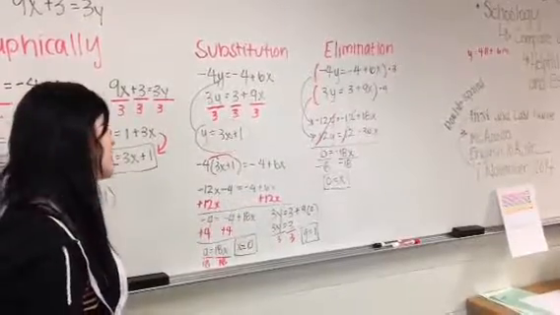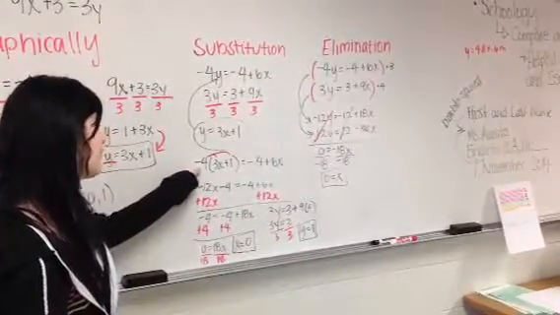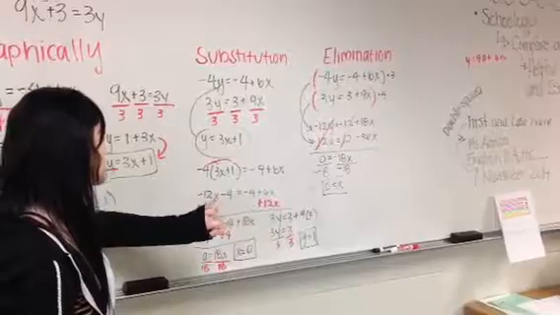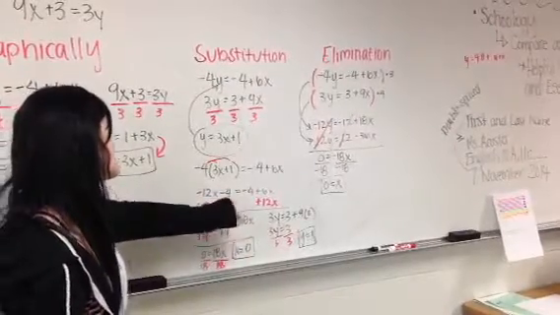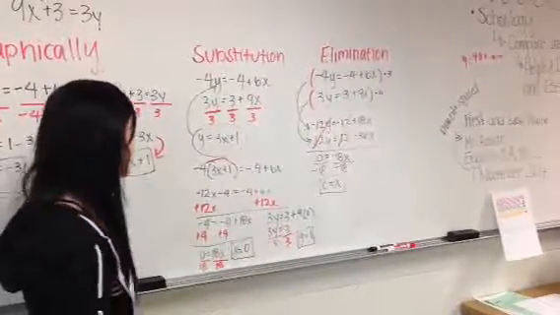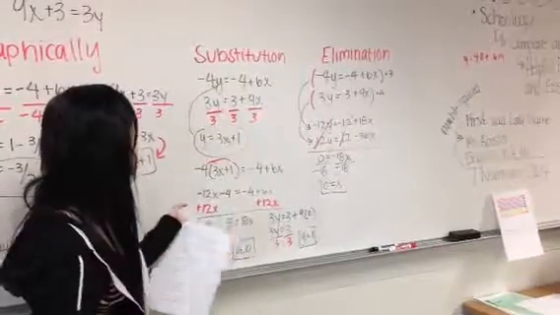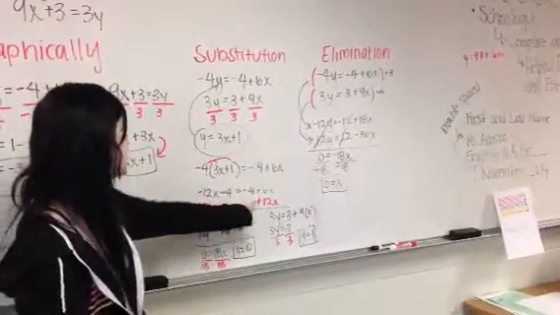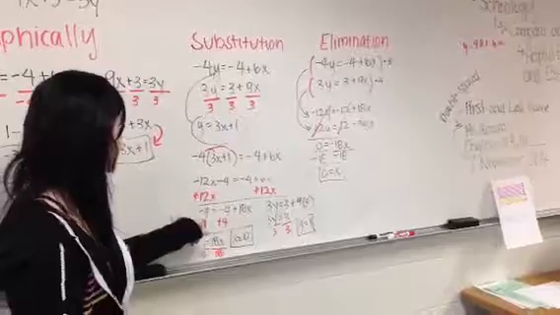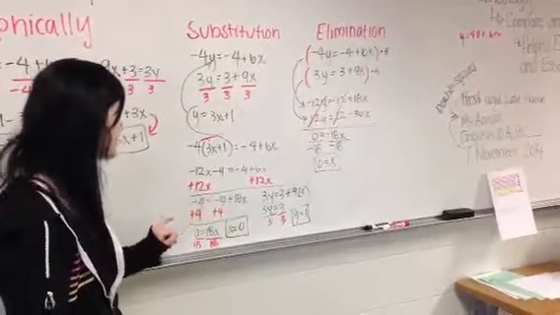And then you distribute the negative 4 to both the numbers in the parentheses, and you get negative 12x minus 4 equals negative 4 plus 6x. And because you want to get rid of the negative number, you're going to add 12x to each side, which gives you negative 4 equals negative 4 plus 18x.